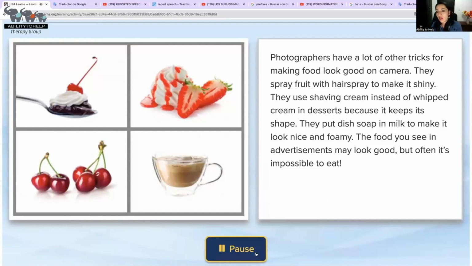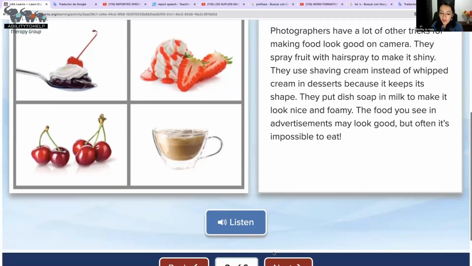Photographers have a lot of other tricks for making food look good on camera. They spray fruit with hairspray to make it shiny. They use shaving cream instead of whipped cream in desserts because it keeps its shape. They put dish soap in milk to make it look nice and foamy. The food you see in advertisements may look good, but often it's impossible to eat. It's just for a photo. That's all.